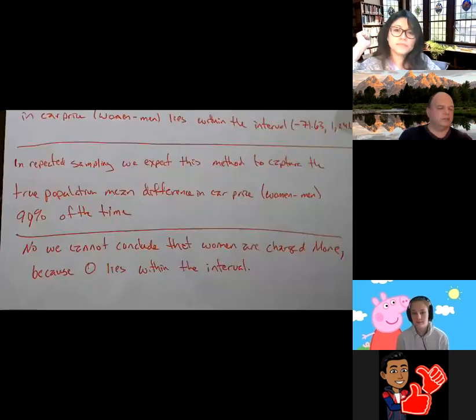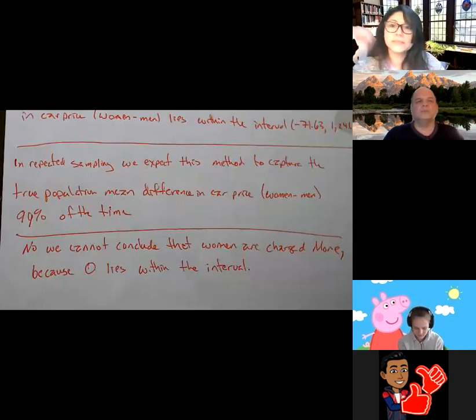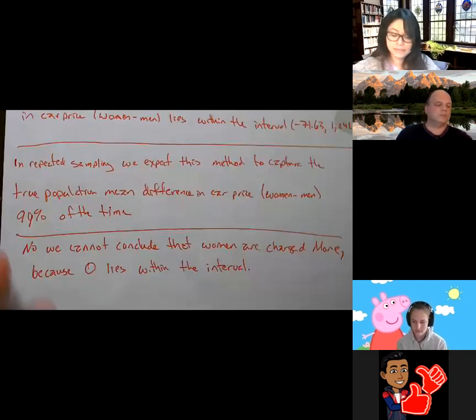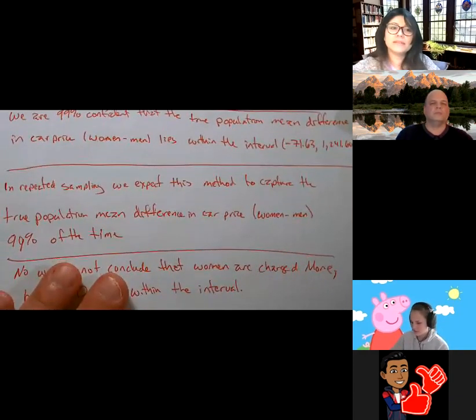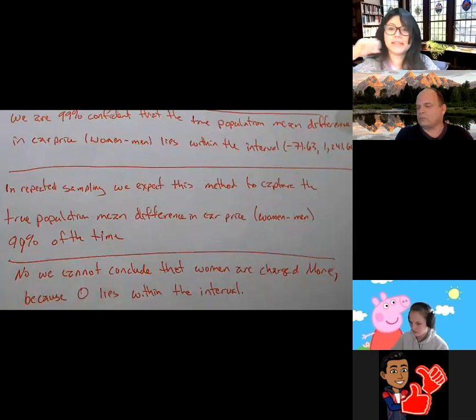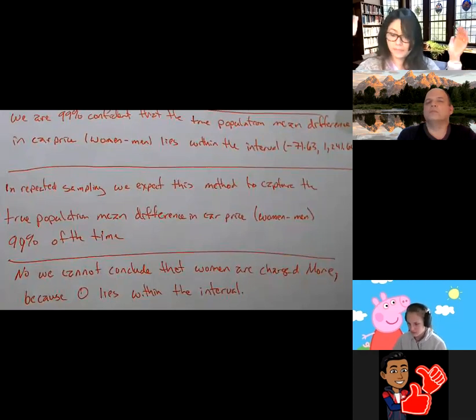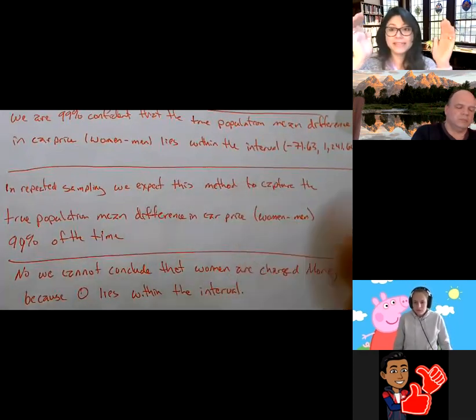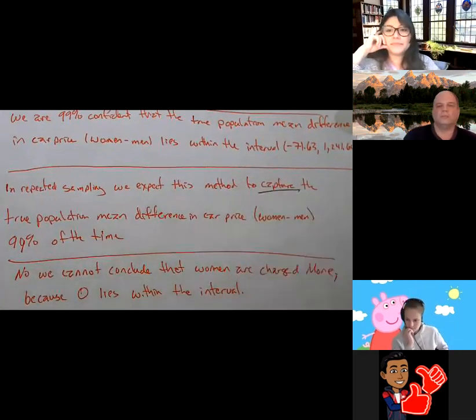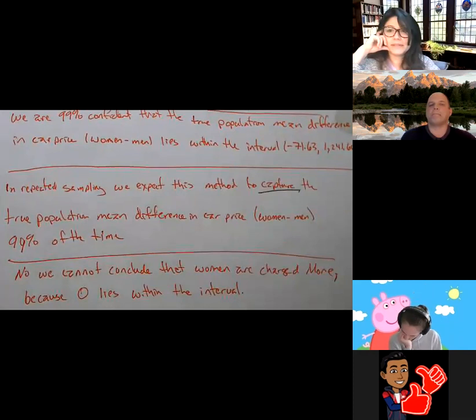All right, you're good. Okay, so also that's something I noticed on the quizzes: some students in their conclusion statements about the confidence level would say something along the lines that women are paying more than men 99% of the time. And that's not what the confidence interval is saying. It's saying that the true population mean, we're 99% confident that it's in this interval, not a frequency of how often it happens that women pay more than men.